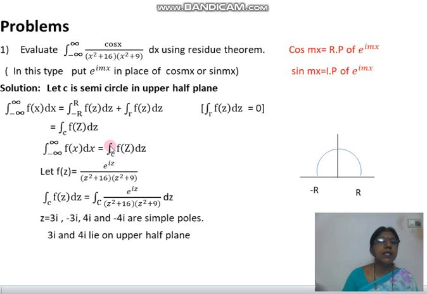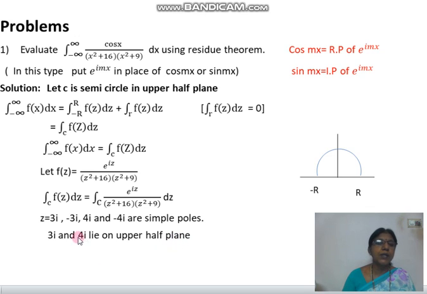Our aim is to find the integral over c of f of z dz, which means we substitute f of z in the integral. To evaluate this integral, first we find the poles. Here the poles 3i, minus 3i, 4i, minus 4i are simple poles. We take only the upper half of the z plane, that means we take the positive imaginary roots. What are the positive imaginary roots? 3i and 4i. Only 3i and 4i lie in the upper half, the negatives lie below, so we just take 3i and 4i.